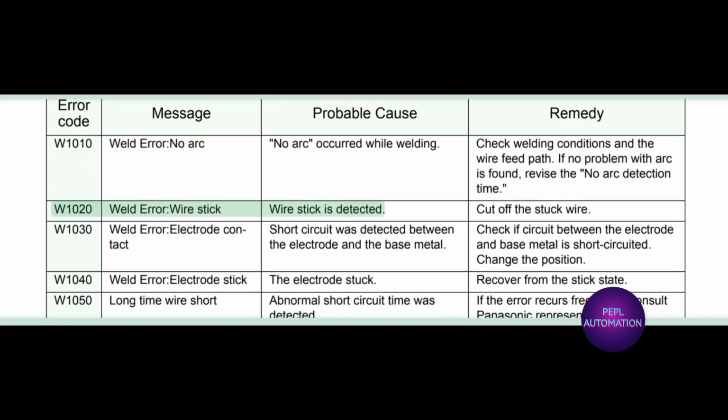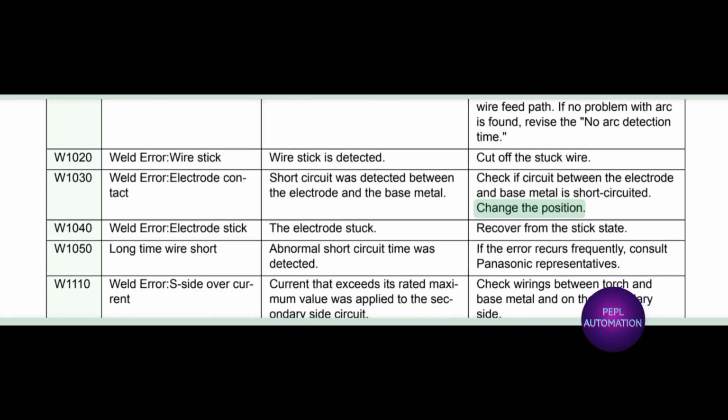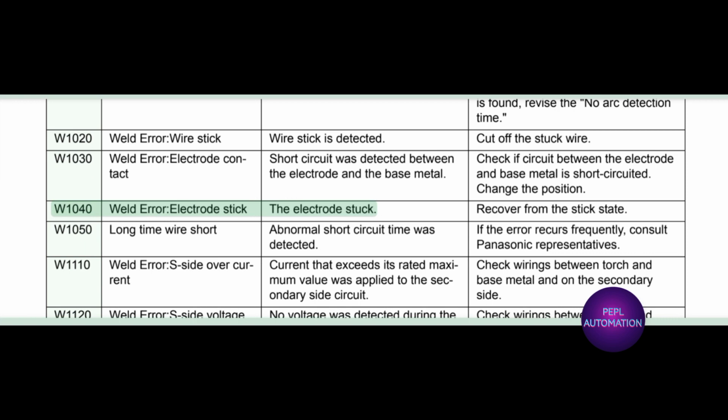W1020 weld error. Wire stick is detected. Cut off the stuck wire. W1030 weld error. Electrode contact. Short circuit was detected between the electrode and the base metal. Check if circuit between the electrode and base metal is short-circuited. Change the position. W1040 weld error. Electrode stick, the electrode stuck. Recover from the stick state.